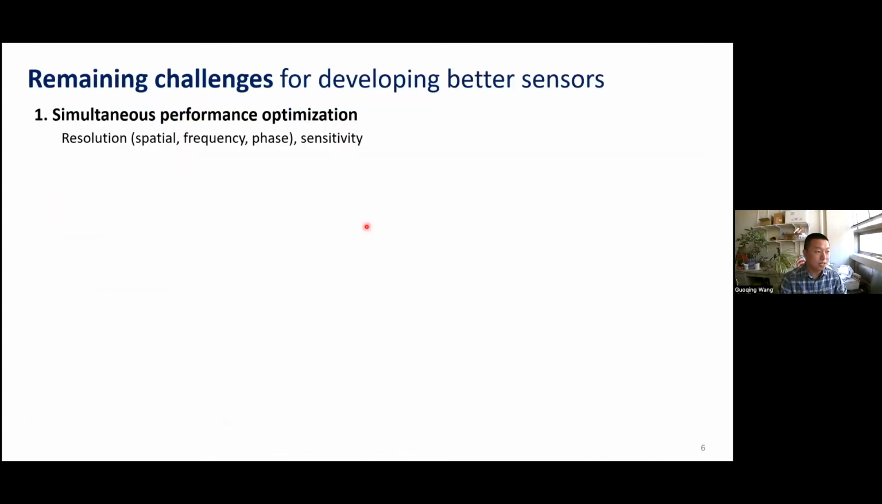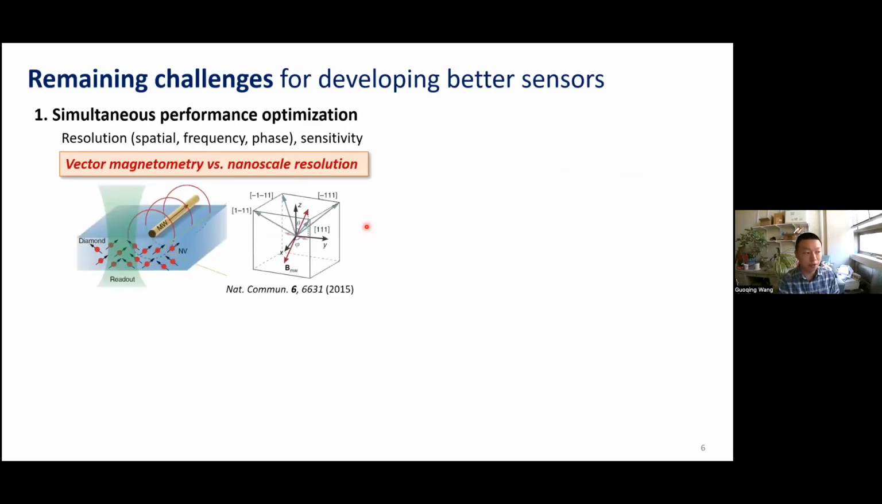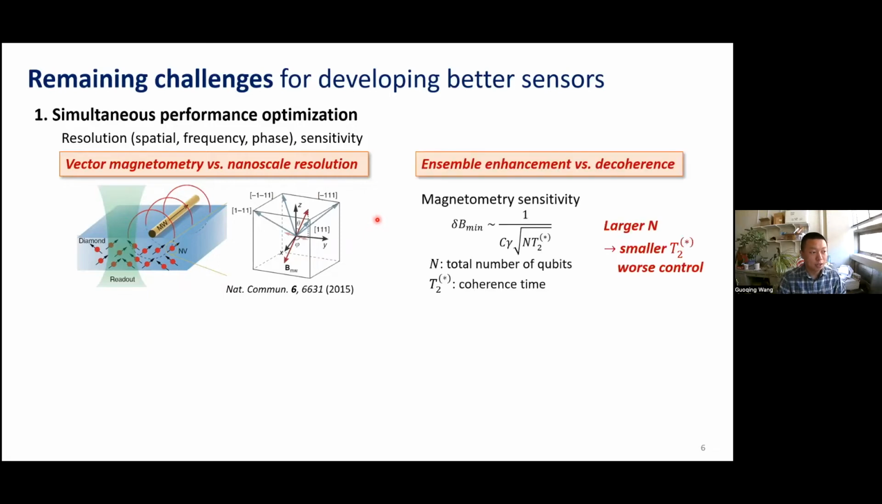So one main challenge for current sensors is that it is typically hard to simultaneously optimize several different performances. For example, if we want to sense a vector magnetic field, usually we want to use different orientations of NV center in the lattice. And then because we use different spin defects in the diamond, we lose the spatial resolution at nanoscale. Another performance, the sensitivity, depends on the number of qubits, this number n, and also the coherence time of the qubit you can achieve.